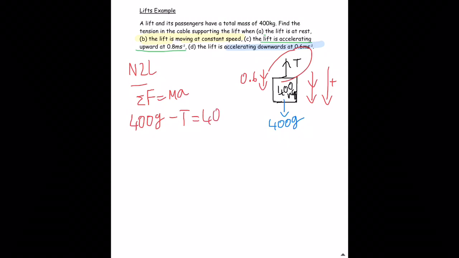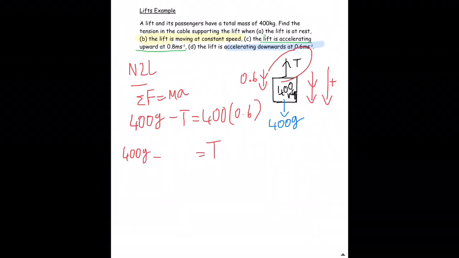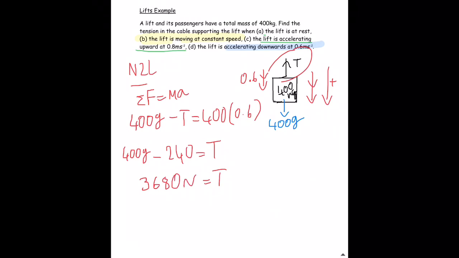The mass is 400 times 0.6. If I put my tension over, it should equal 400 gravities, take away 400 times 0.6, which is 240. So T is equal to, in that case, 400 times 9.8 minus 240, which is 3,680 newtons, so less of a force in this than part C.